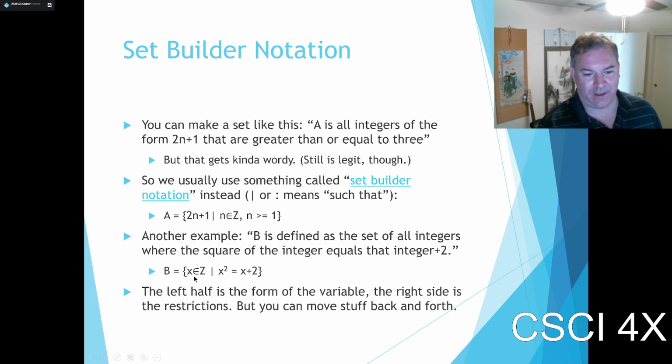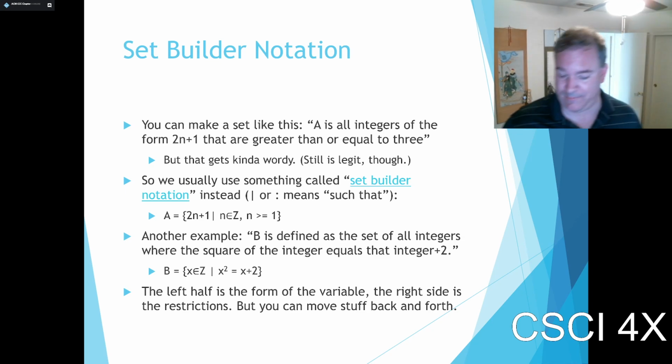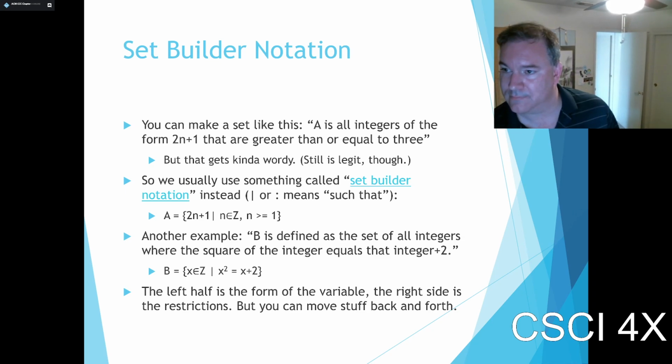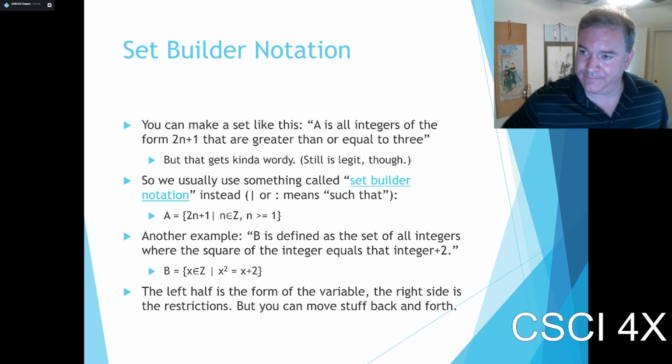Now, all elements of set Z, which is integers, such that x squared is equal to x plus 2. How many elements are in this set? How many elements are in set B? What do you think?